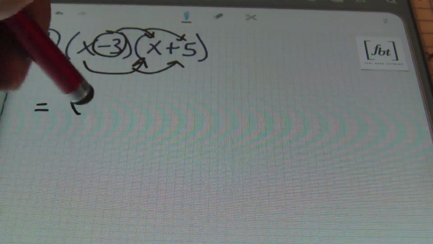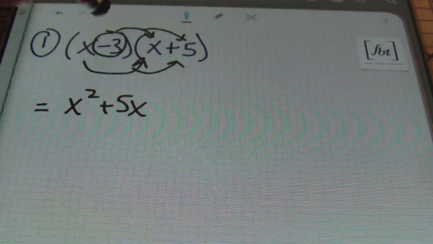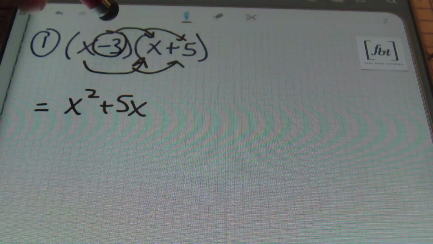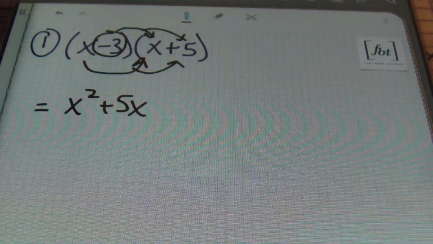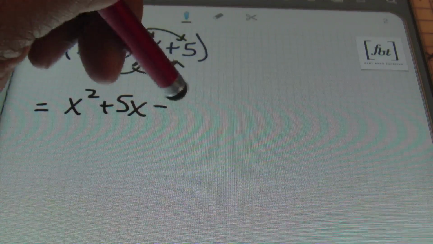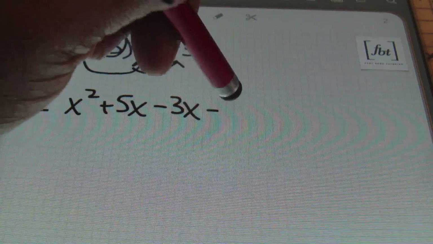X times x will be x squared. X times 5 is 5x, and notice how I circled that negative 3. That's reminding me that that second term in the first set of parentheses is negative. So keep up with that, all right? So here we'll have negative 3 times x. That'll give me negative 3x, and finally negative 3 times 5 is negative 15.